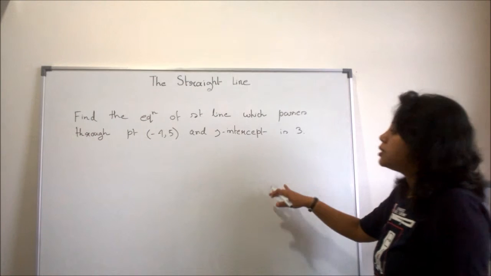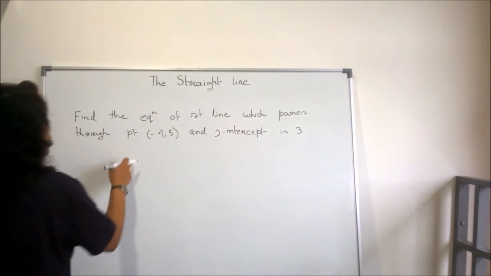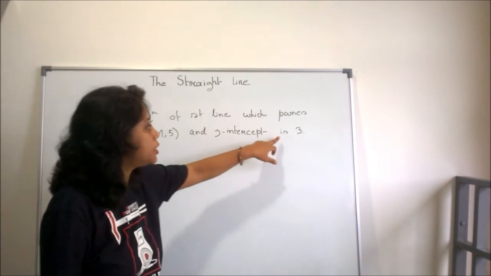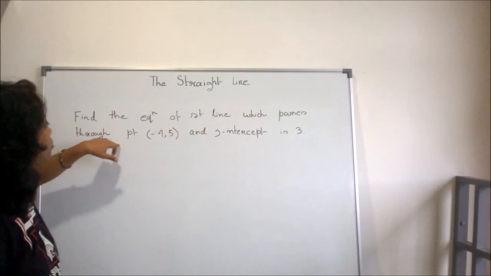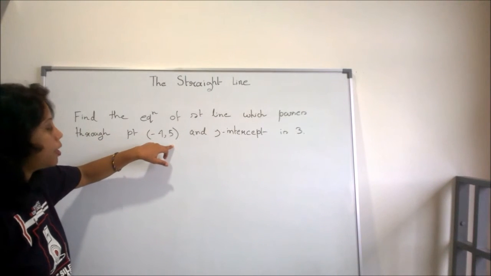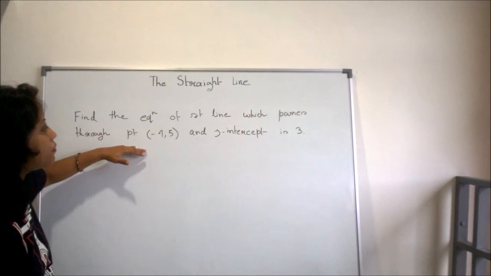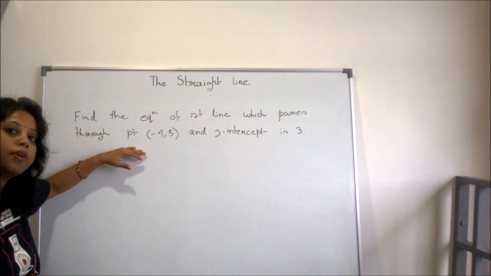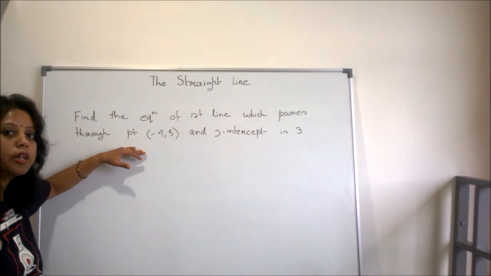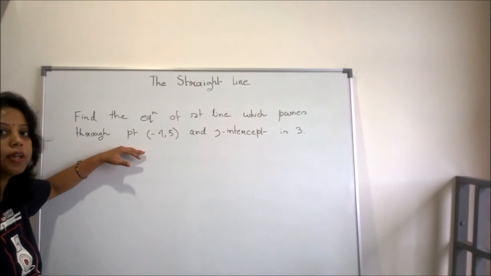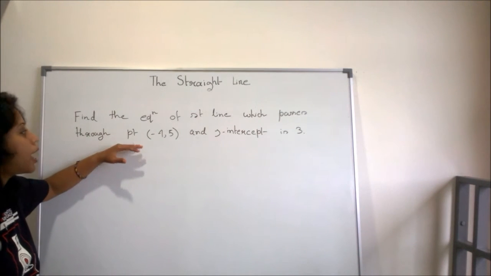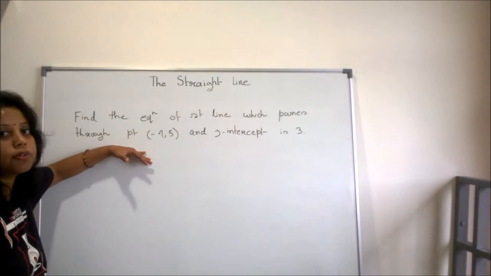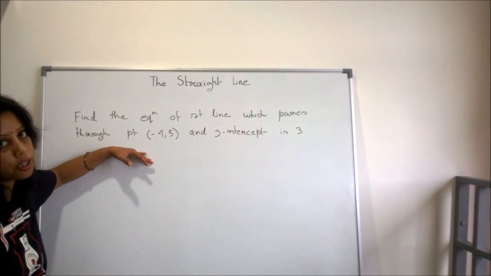Here the problem is, here also you have to find out the equation of the straight line, but here y-intercept is given and the line passes through the point minus 4, 5. So this is somewhat different from the previous one. In the previous problem, gradient was given and we had to find out the equation. Here y-intercept is given, but gradient is not given and we have to find out the equation of the straight line.